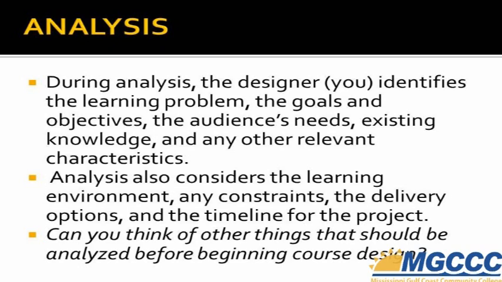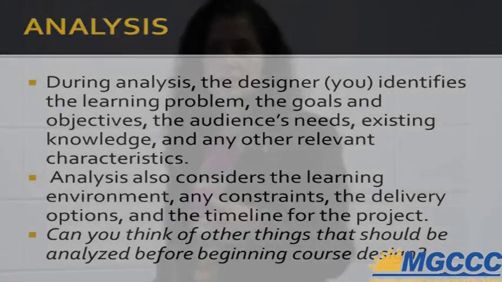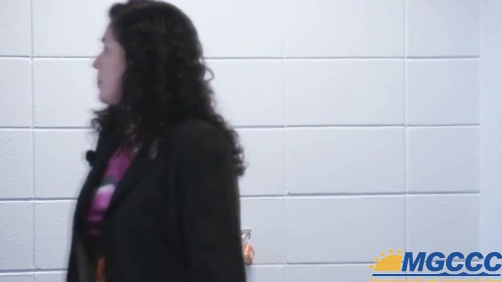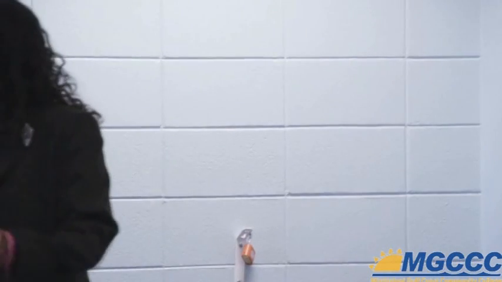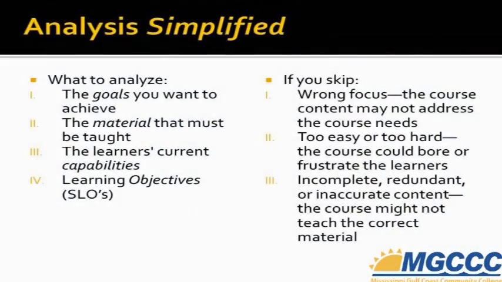Y'all got most of these right. There are a few other things. You also want to think about your learning environment, where you're going to be teaching the course, and your constraints. How long do you have? Are you doing a full semester class? Are you doing the first 9 weeks, second 9 weeks? Are you doing it during the summer? And any other constraints or options. If you want to do it online, hybrid, web enhanced, all those things you want to analyze and think about before you ever do anything else. So to simplify it, you want to think about your goals, your materials, the learners' current capabilities, and your SLOs.